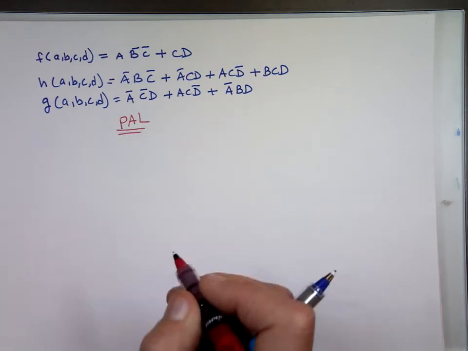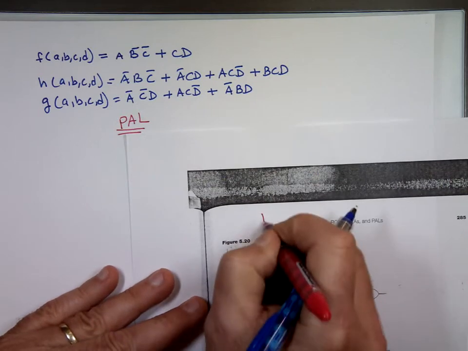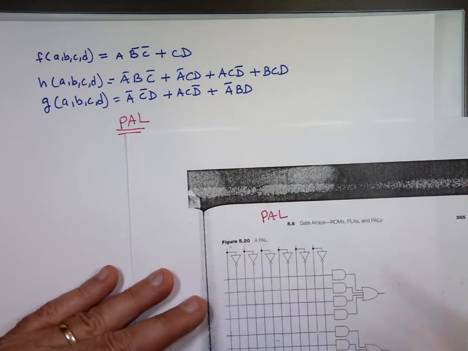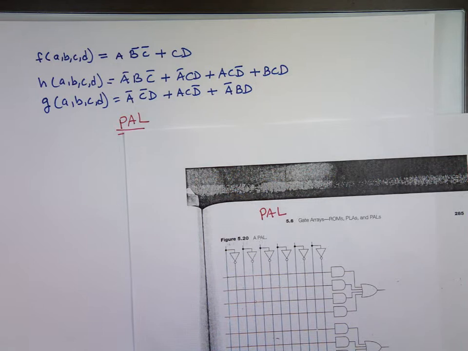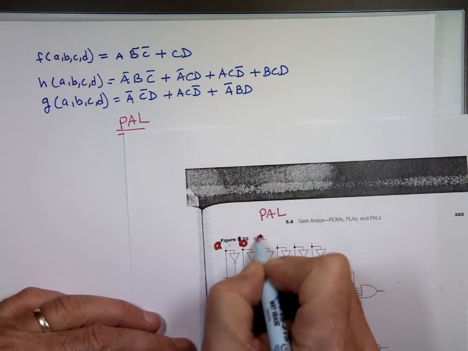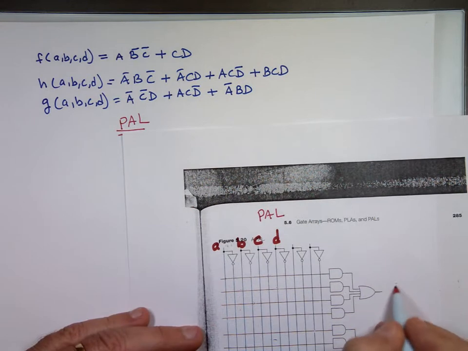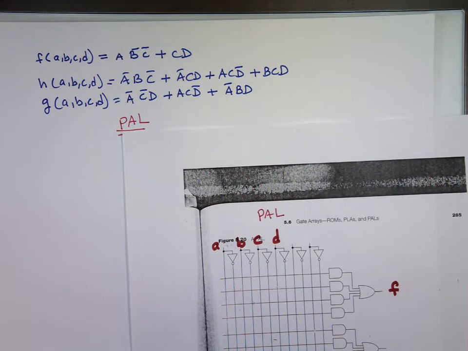Here's one of my PAL chips. I got it right here. This is the inside of it. I'm going to have 4 inputs, A, B, C, D. Here's one, A, B, C, D. Let's look at F. That's the first one for F.